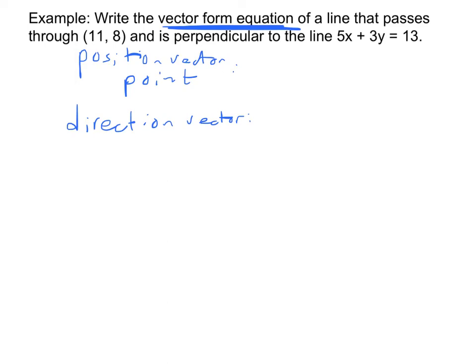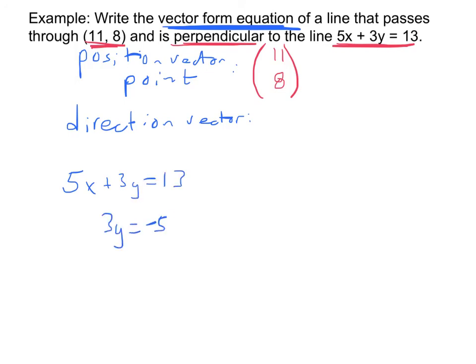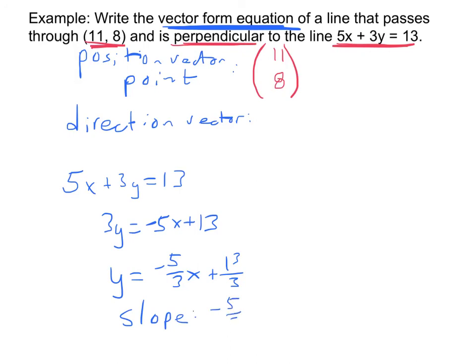So the position vector should be really easy. They told us that the line was supposed to pass through 11, 8, which means my position vector is going to be 11, 8. Now my directional vector, what I know is that it is supposed to be perpendicular to this line. So my thought is that I need to find the slope of that line. If I have 5x plus 3y equals 13, that means 3y is negative 5x plus 13. That means y is negative 5/3 x plus 13/3. To be honest, I don't really care about the 13/3. What I care about is that the slope is negative 5/3. So that's the slope of the line.